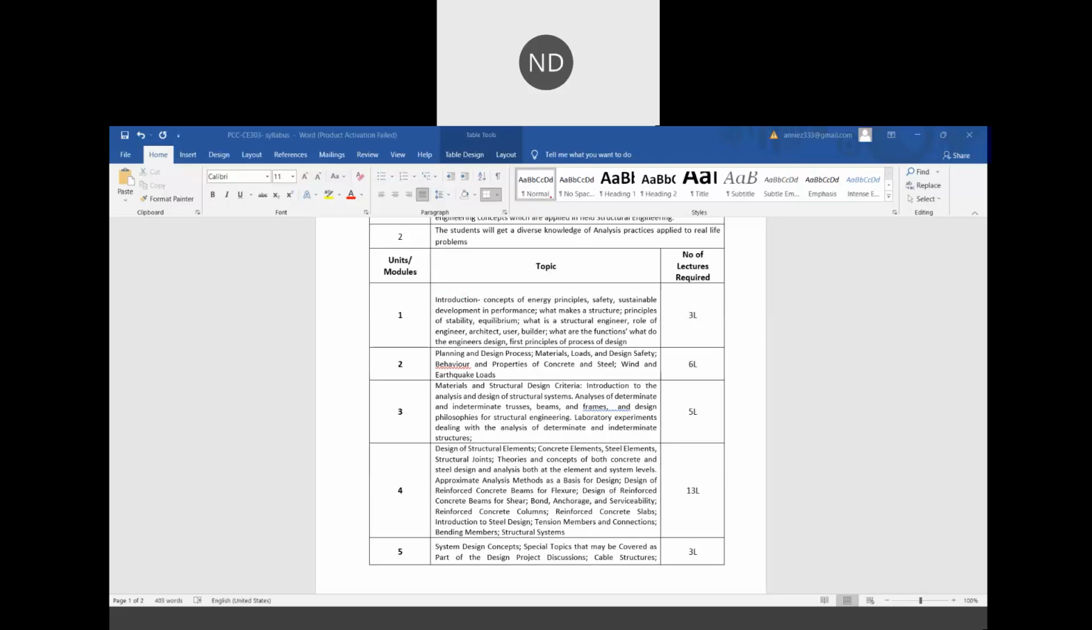Earthquake engineering will be basically dealing with dynamic motions, like earthquakes, and how your earthquake designs should be. But this is not in your fifth semester. This will be in your higher semesters, like the 7th or 8th semester. So earthquake engineering will be there in your 8th semester.